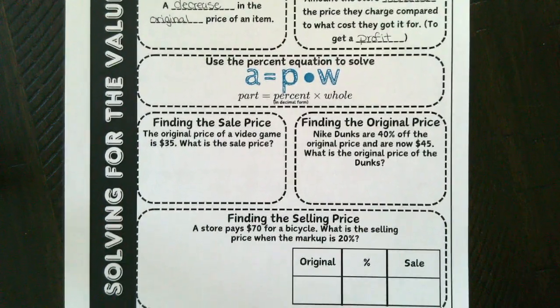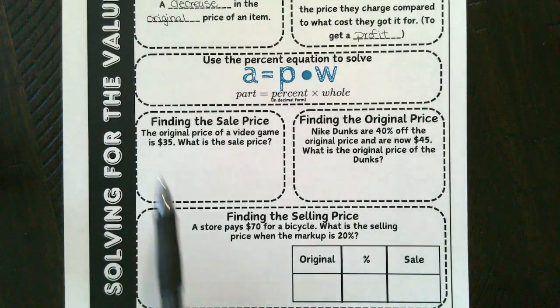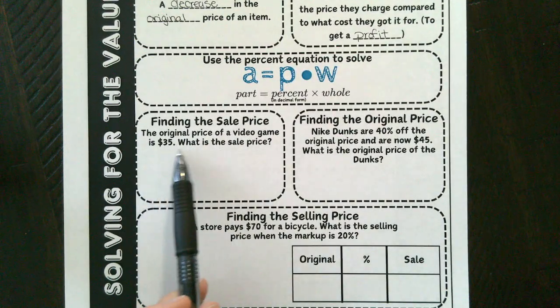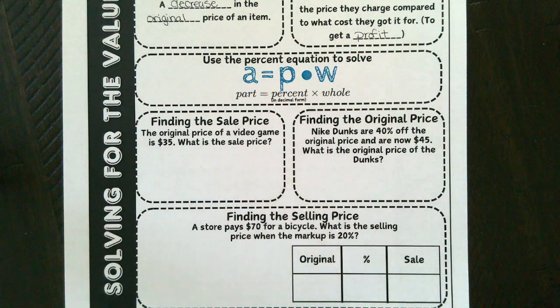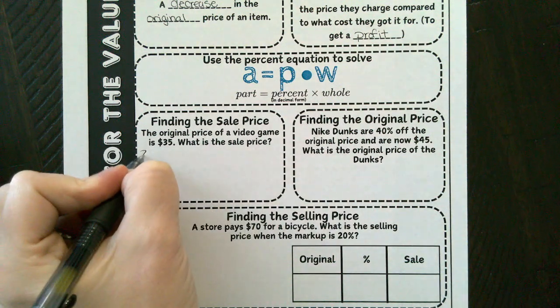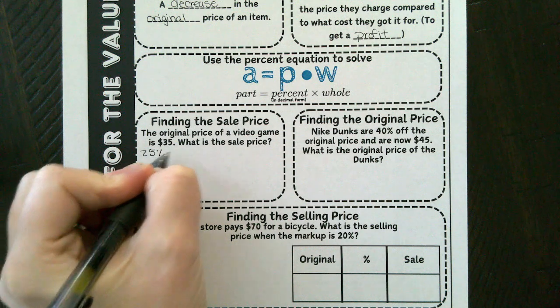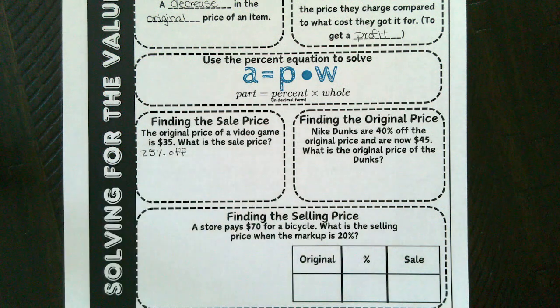So we're going to find the sale price. So this says the original price of a video game is $35. What is the sale price? I'm going to give you a little bit more information. It's actually 25% off right now. Okay, so write 25% off. So we see that the original price of the video game is $35. Right now it's 25% off. So how much am I actually going to have to pay for this video game?